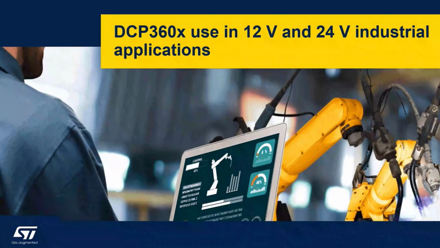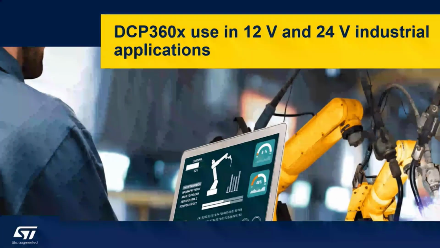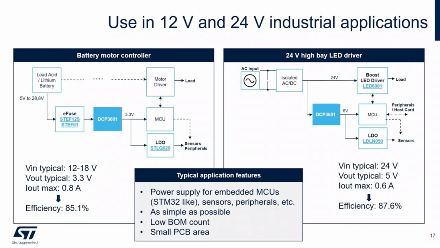And this device, even though it's a 36-volt buck, is thought for industrial applications, typically applications that are powered from 12 and 24-volt industrial buses, for which you can see here a couple of block diagrams. These are, as you know, industrial is a very fragmented market, but 12 and 24 volts are very common voltage rails.